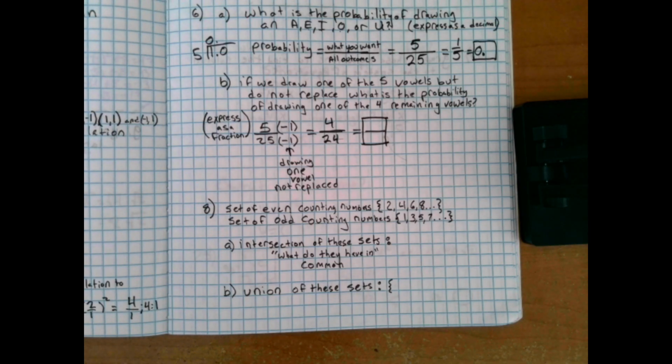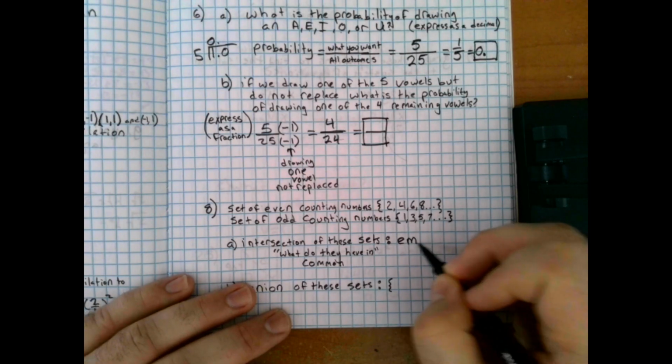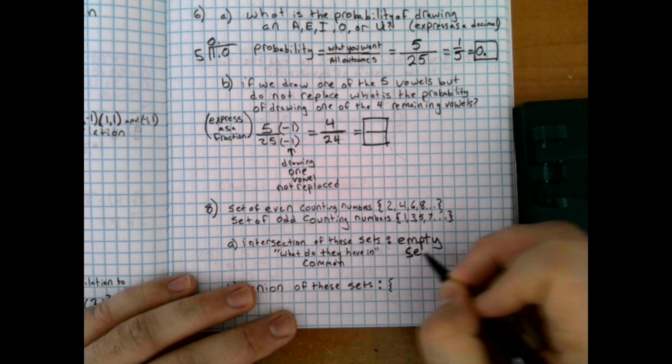We don't have any numbers that are oddly even. We don't have any numbers that are evenly odd. We just have even numbers and odd numbers. None of them are in both. There's a special set that we use to represent that. It's called the empty set, meaning that there is nothing that they have in common.